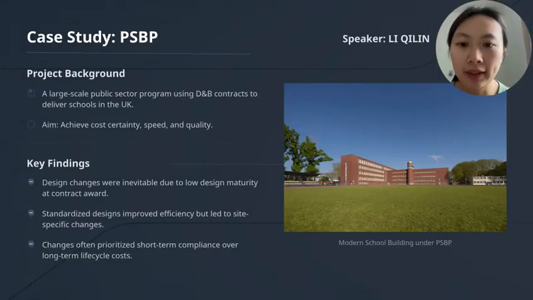For Section 7, this case used the UK Priority School Building Programme to examine design changes under design and build procurement. Although the program aimed to improve cost certainty through standardized designs, design changes still occurred during delivery because design maturity was low at contract award and site-specific requirements emerged later. This shows that under design and build, design change is not an exception, but a structural risk created by early commitment.